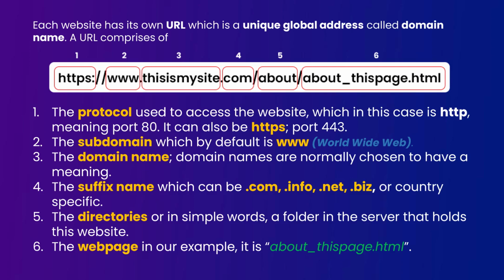Okay, so number 6 is the web page. In our example, number 6 is about_this_page.html. That is an example of a web page, like the files you will see when you download one, such as index.php or index.html, style.css, or script files in JS. Okay? Alright.